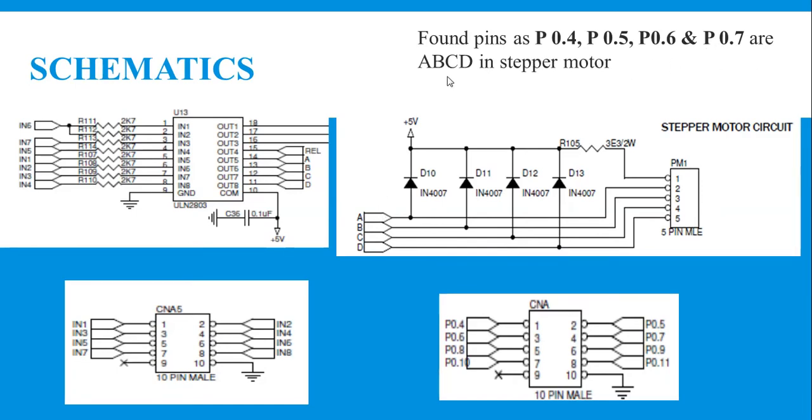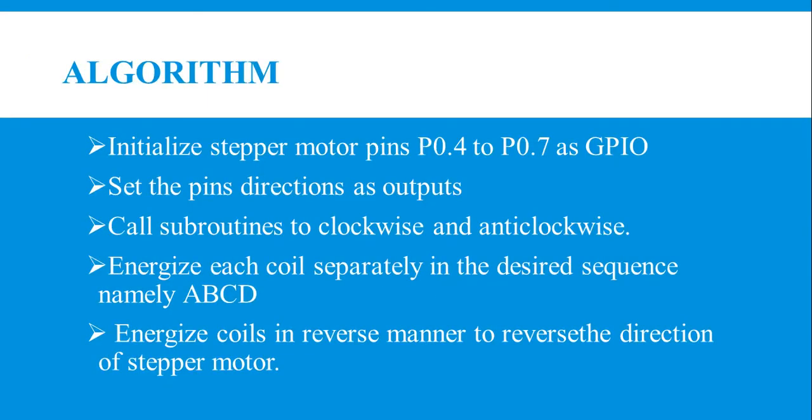If you give the sequence order to A, B, C, D via the 4th, 5th, 6th and 7th pins of port 0, then you can rotate the stepper motor in a sequential order. So the algorithm is as follows. You have to initialize the stepper motor pins 4 to 7, that means 4, 5, 6, 7, as general purpose input output pins, and these pins must be directed as output pins because your microcontroller has to send values to these pins, and you need to call the subroutines for clockwise and anti-clockwise direction.